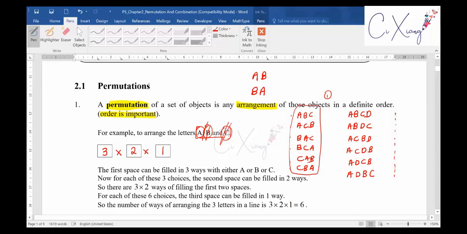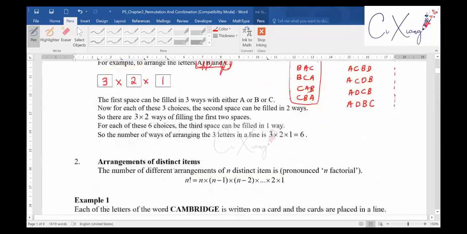Okay, all right. Therefore, they know that if you want to arrange 3 letters, then you have 3, 2, 1. If you want to arrange 4 letters, then you will have 4, 3, 2, 1, and so on. So here they come up with the very first formula. That means if you want to arrange n items, then the answer will be n factorial. So n factorial means that you start from n and multiply with each number that's 1 below the previous one, until 1.